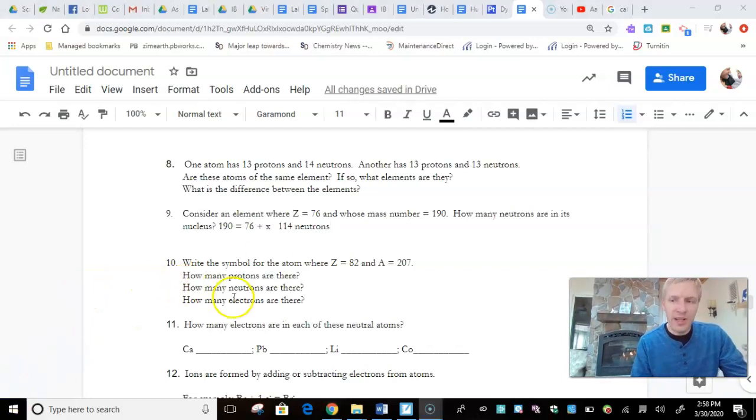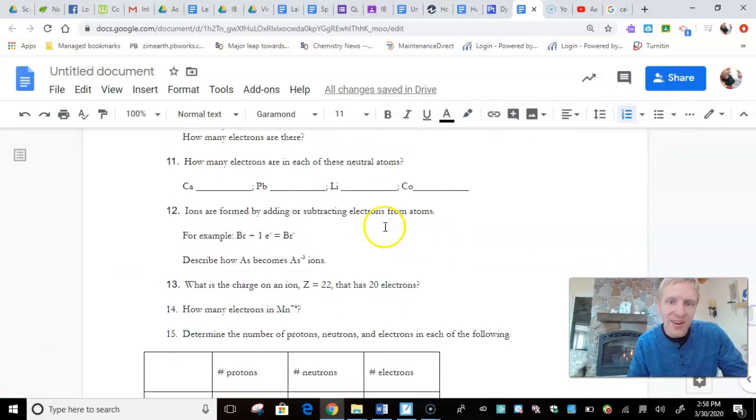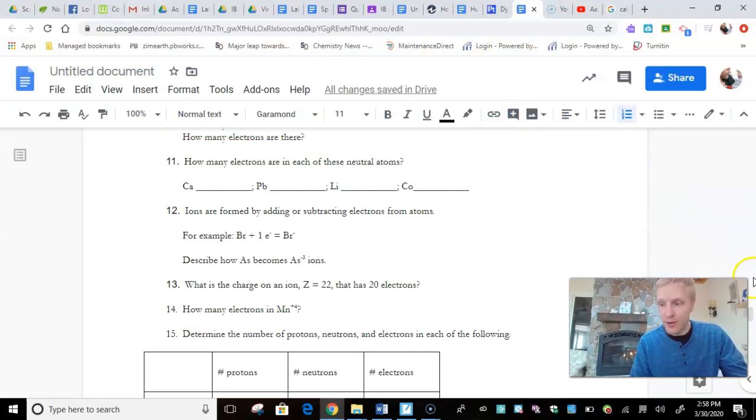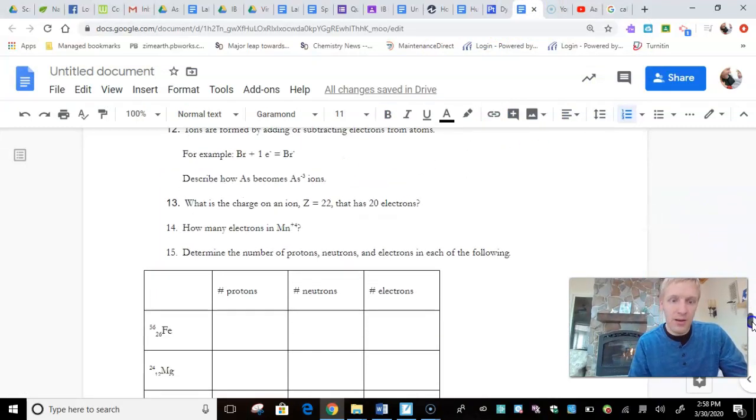Alright, moving on, let's get to number 11. How many electrons are in each of these neutral atoms? So its key word is neutral. So we got to look at calcium, and we got to figure out how many protons are there. The atomic number of calcium is 20, so it's 20 protons. Therefore, it would have 20 electrons in a neutral atom. So it's basically the same thing as looking for the number of protons.